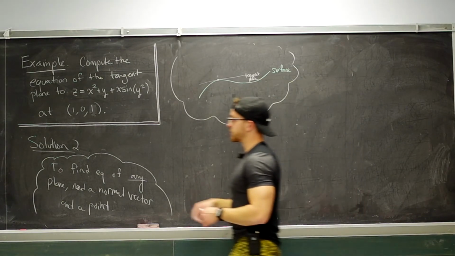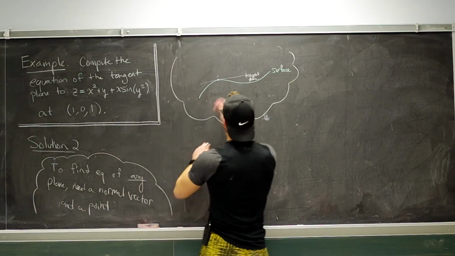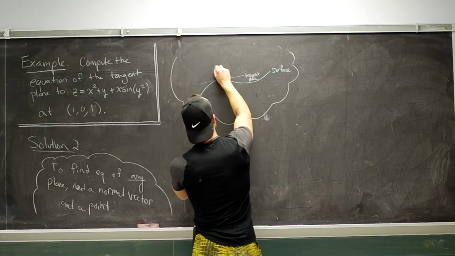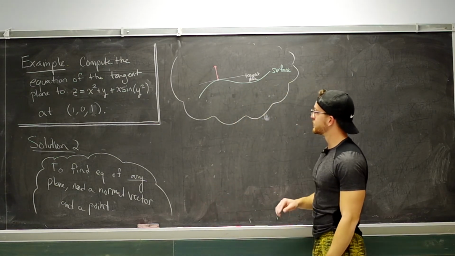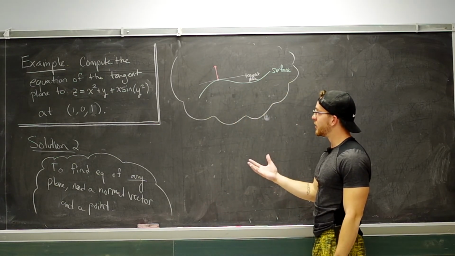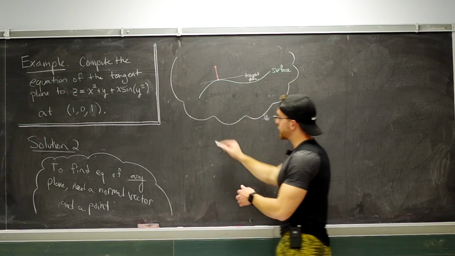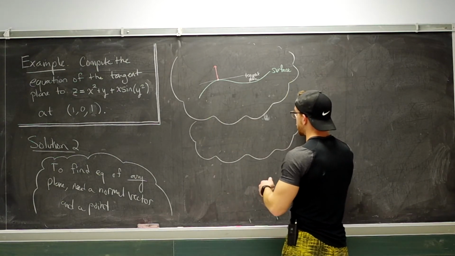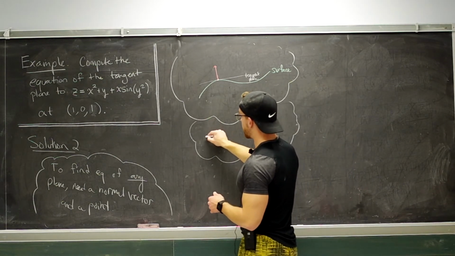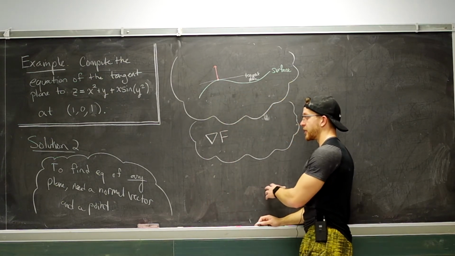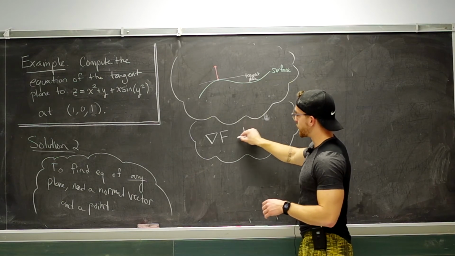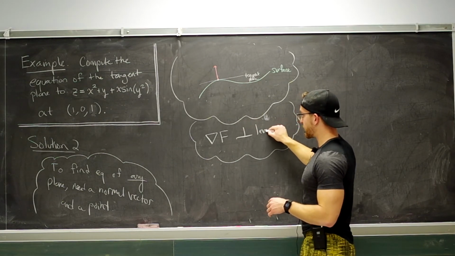We need a normal vector, which means I'm looking for a vector that looks something like that. Okay. The relevant fact that I said verbally about a minute ago is that the gradient vector of a function, capital F, is perpendicular to level things.